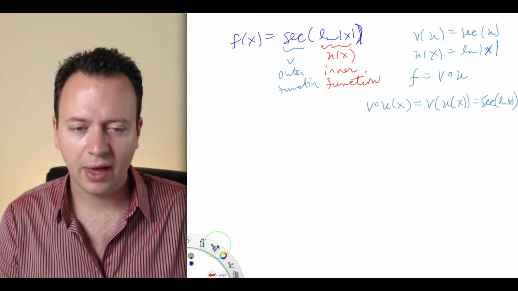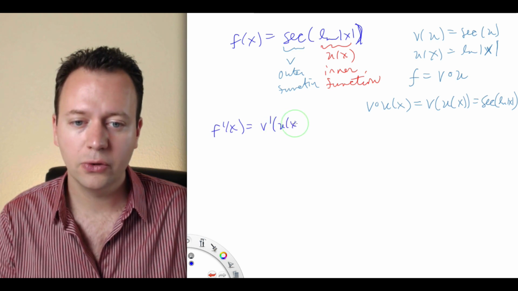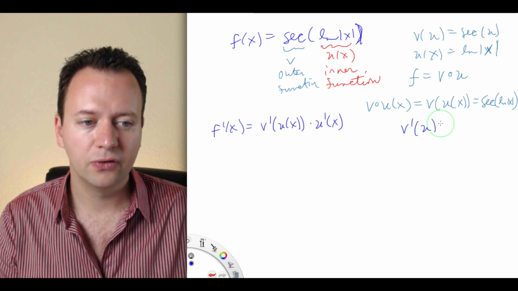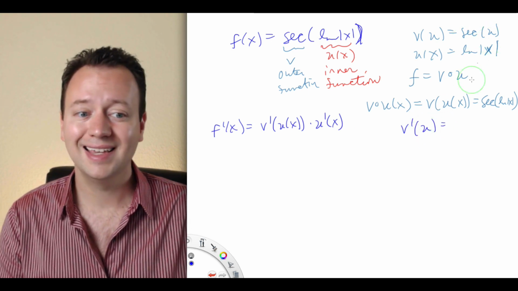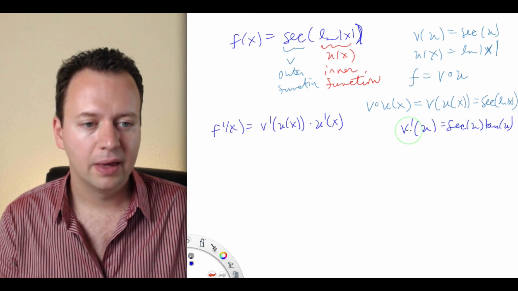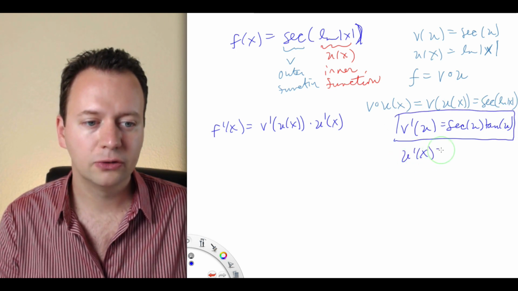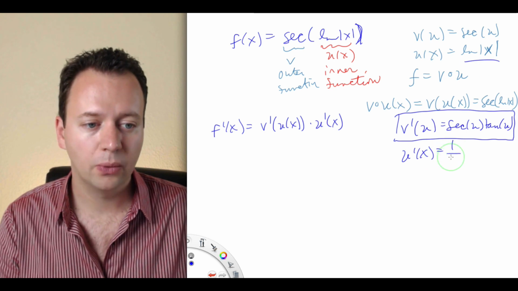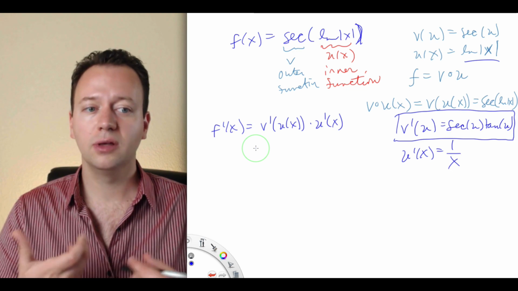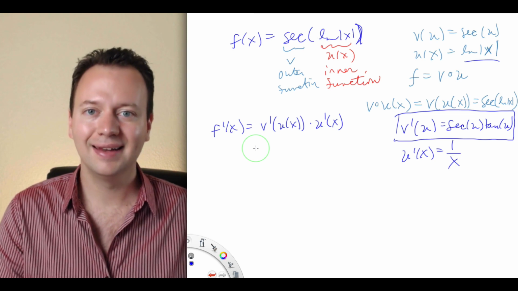So again, the chain rule says that f prime of x is equal to v prime evaluated at u of x times u prime of x. So the derivative of the function v, so v prime of u, well, the derivative of secant is secant tan. So it's secant of u tangent of u. So that's v prime of u. And then u prime of x, derivative of ln of x is just 1 over x. So the chain rule tells me the derivative of f of x, being the composite function v composed with u, which is the function secant of ln of x.